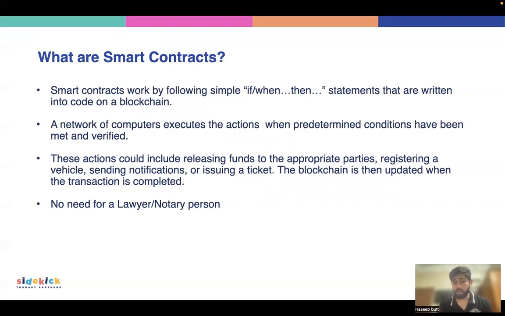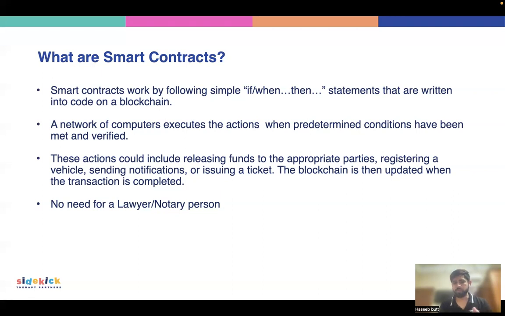I'm going to explain what benefits we can get from smart contracts. A network of computers executes the actions when predetermined conditions have been met and verified. The modern applications these days are working on smart contracts. A smart contract meets the conditions that are predefined in it. We write a set of code and statements into a smart contract, and whenever they are met and verified, we can execute some kind of code against that.